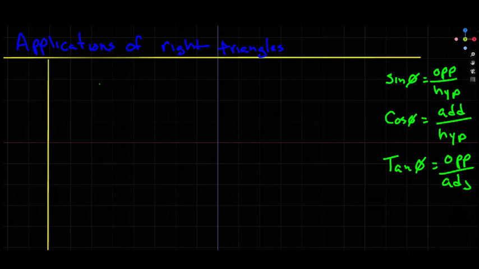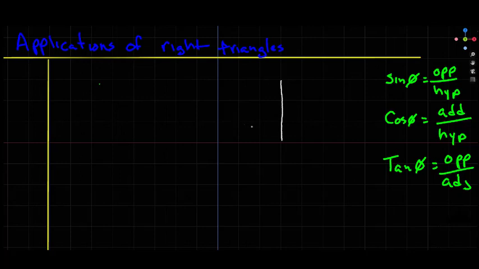So this says, from a point on the ground, 255 meters from the base of a tower, the angle of elevation to the top of the tower is 57.6 degrees. Find the height of the tower. So similar to what we just did, but it's a little bit different. So here's our tower. I'll put it out here someplace.